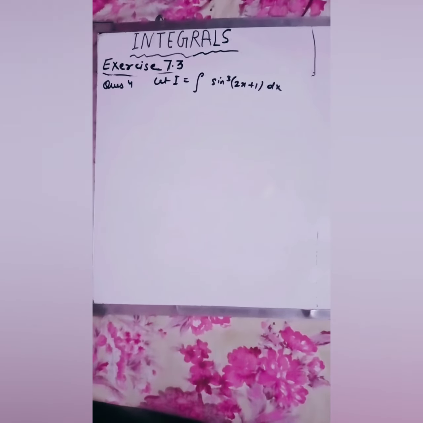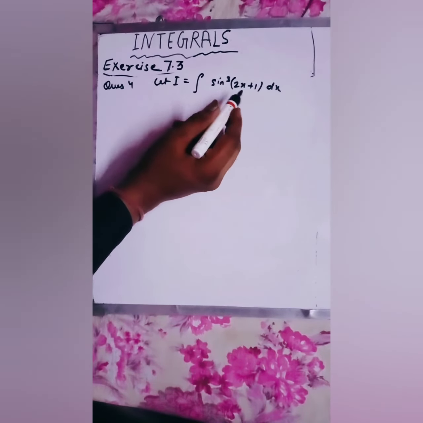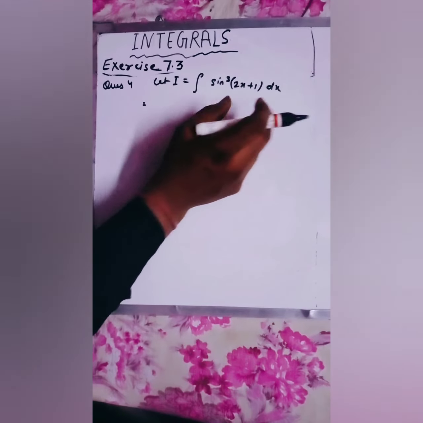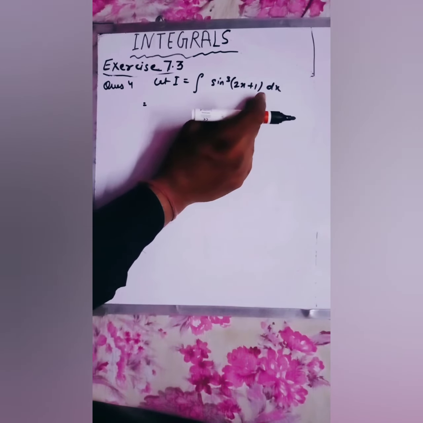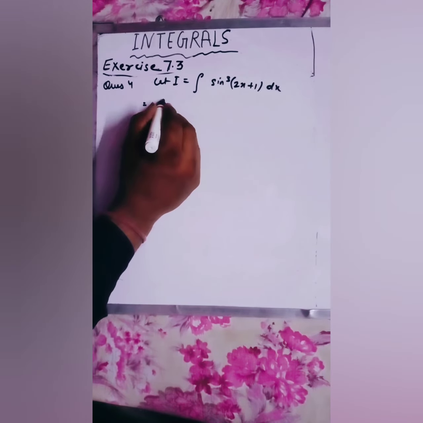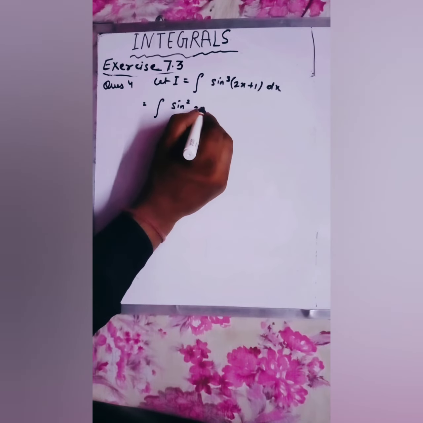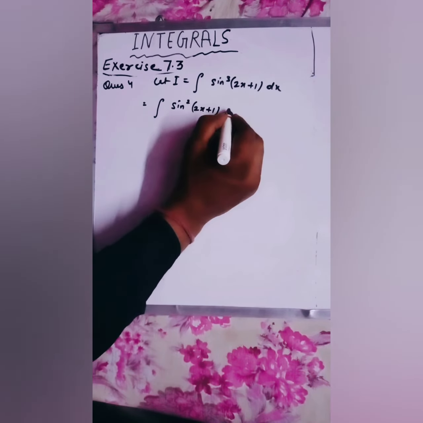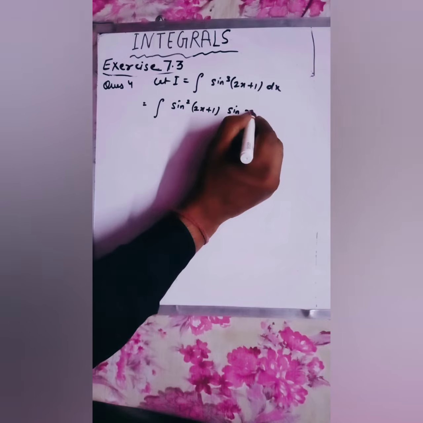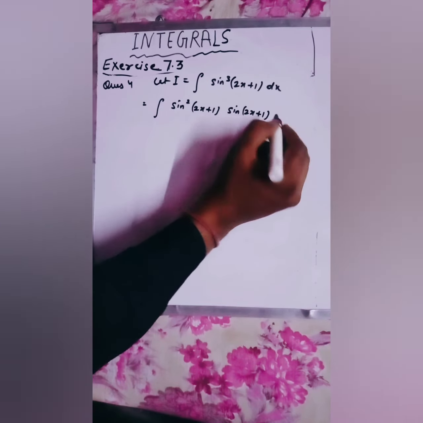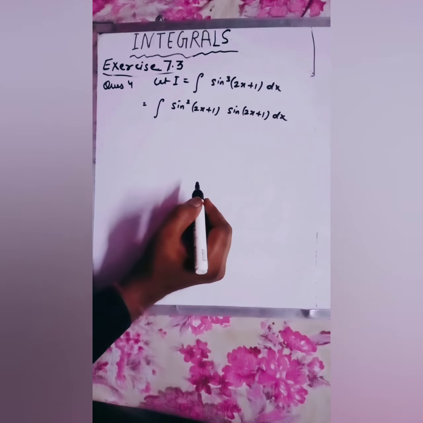Now we have to solve question number 4 of NCERT. Okay, here sine cube of 2x plus 1 into dx, this is given to us. So I'm breaking it. See, integral sine square 2x plus 1, sine 2x plus 1 into dx.